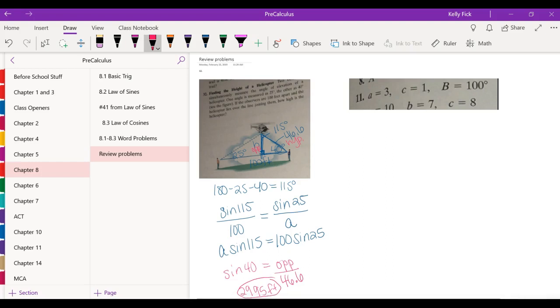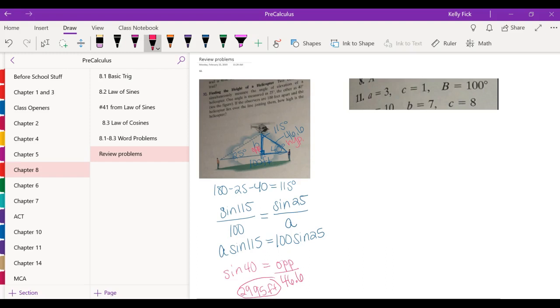Okay? So this is one of those doubles that you have to do to find that height. So anytime you see two triangles, you're usually going to have to use law of sines or law of cosines once, and then a second time you're going to have to use regular trig. Okay, which was similar to example 2 in the notes that we did.